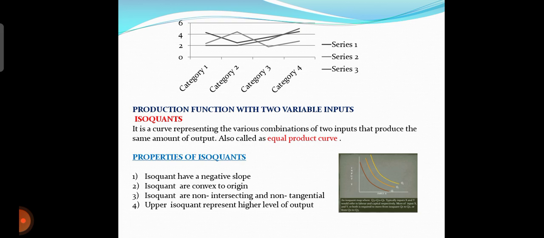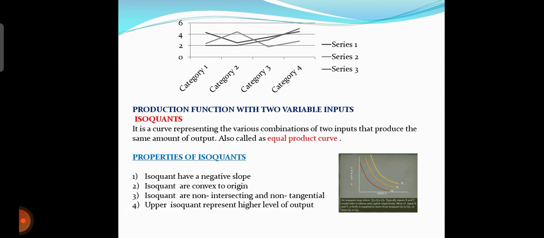Isoquants are convex to origin. Convexity of isoquant implies two things, that is, substitution between two inputs and diminishing marginal rate of technical substitution, that is MRTS. The MRTS is defined as MRTS equals minus delta K divided by delta L, equal to the slope of the isoquant.